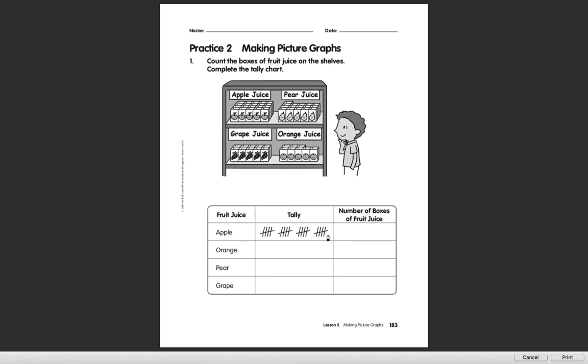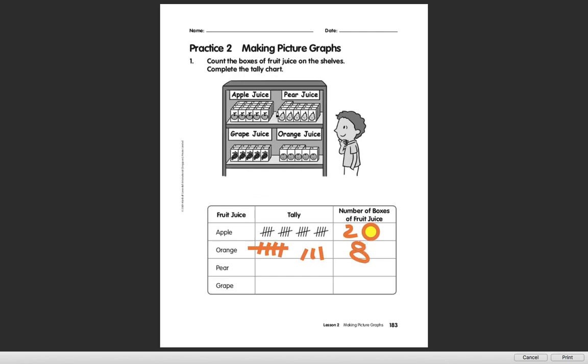So this one has already been done, the number of apple juice boxes, and there's 20. So it's 5, 10, 15, 20, and then you're going to write 20 here. I'm doing my best to write. So for orange juice, I'm going to count 1, 2, 3, 4, 5, 6, 7, 8. So I'm going to draw 8. 6, 7, 8. And then I'm going to draw 8 here.